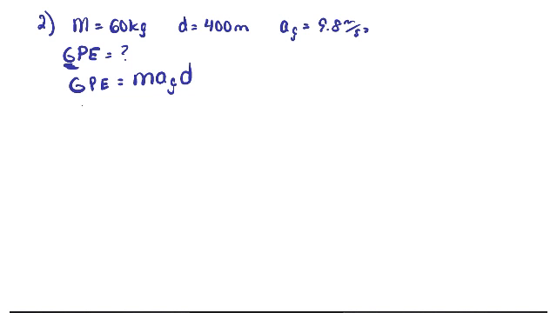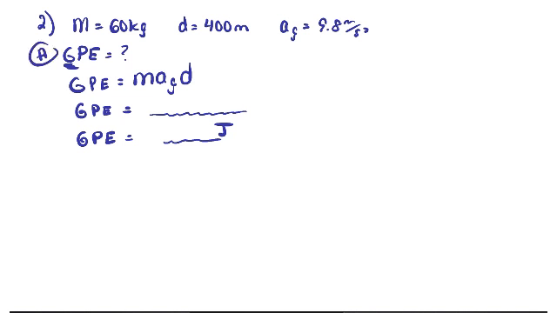What you have to do is plug in your variables. So you have to show your work here, and then put it into the calculator, and then give me the answer in terms of joules. Now that is part A. Part B is if you change your distance to be 200 meters instead.